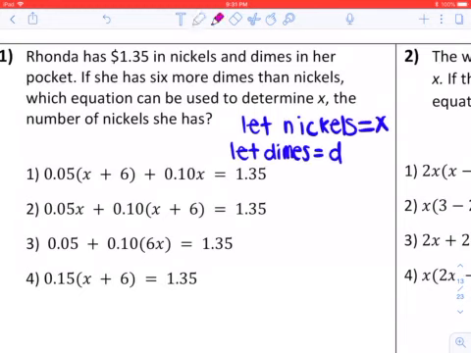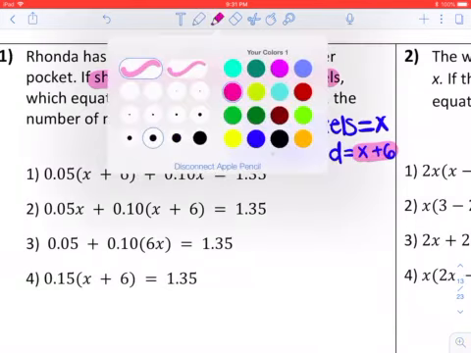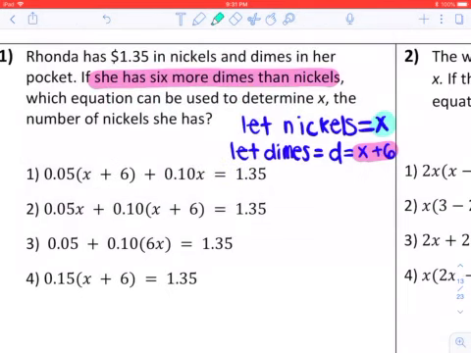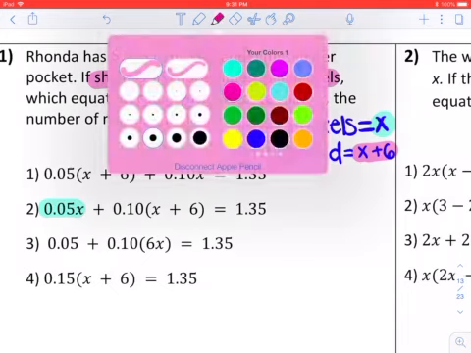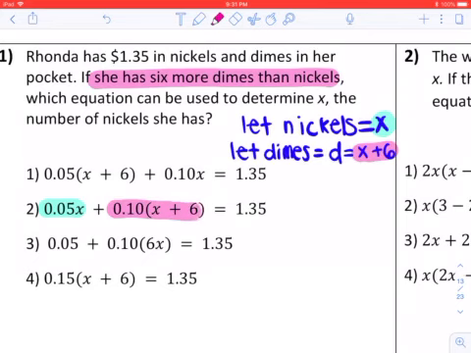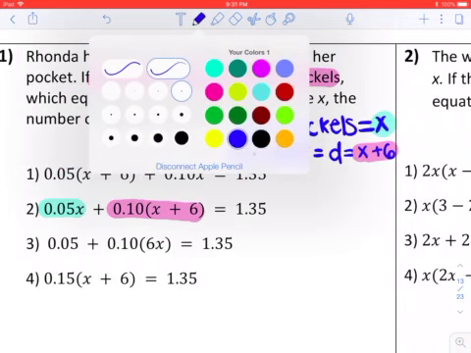And so then we can just let dimes equal D for now. It says here she has 6 more dimes than nickels though. So this is actually telling you that the number of dimes is the amount of nickels, which is X, plus 6. So I have X plus 6 for the dimes, and then I have X for the nickels. We know that a nickel is 5 cents. So we've got option 2 that has 0.05x. And we know that a dime is 10 cents. So we have option 2 that says 0.10 times x plus 6. So those two both line up with what we have in our question.